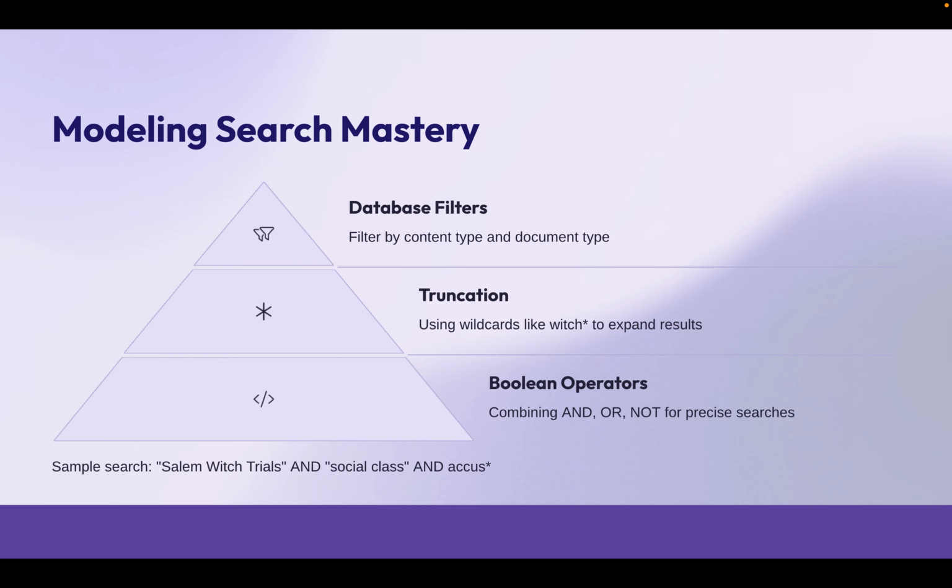The and will narrow our search, while the operator or broadens it. We also apply truncation. For example, typing witch followed by an asterisk finds the terms witches, witchcraft, and witchery. Students also learn to apply limiters in the advanced search interface, filtering by content type, document type, or publication date. This allows them to surface only the most relevant academic or primary and secondary sources. These strategies are practiced repeatedly throughout the tutorial, ensuring that students leave with real-world research skills.